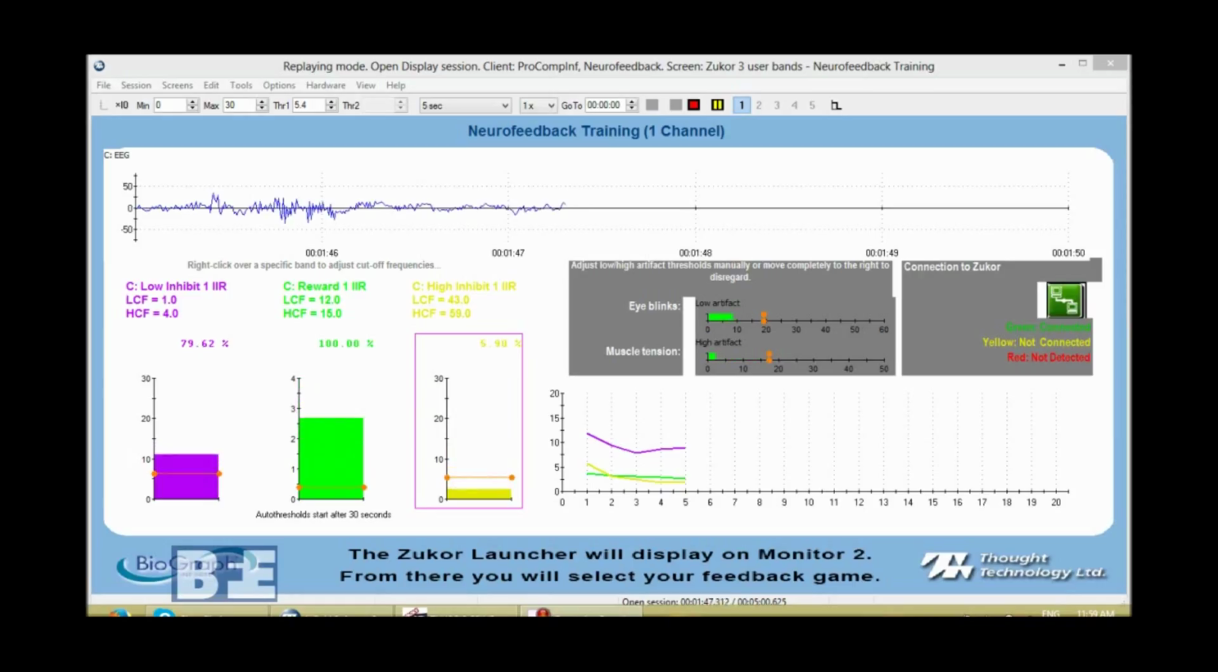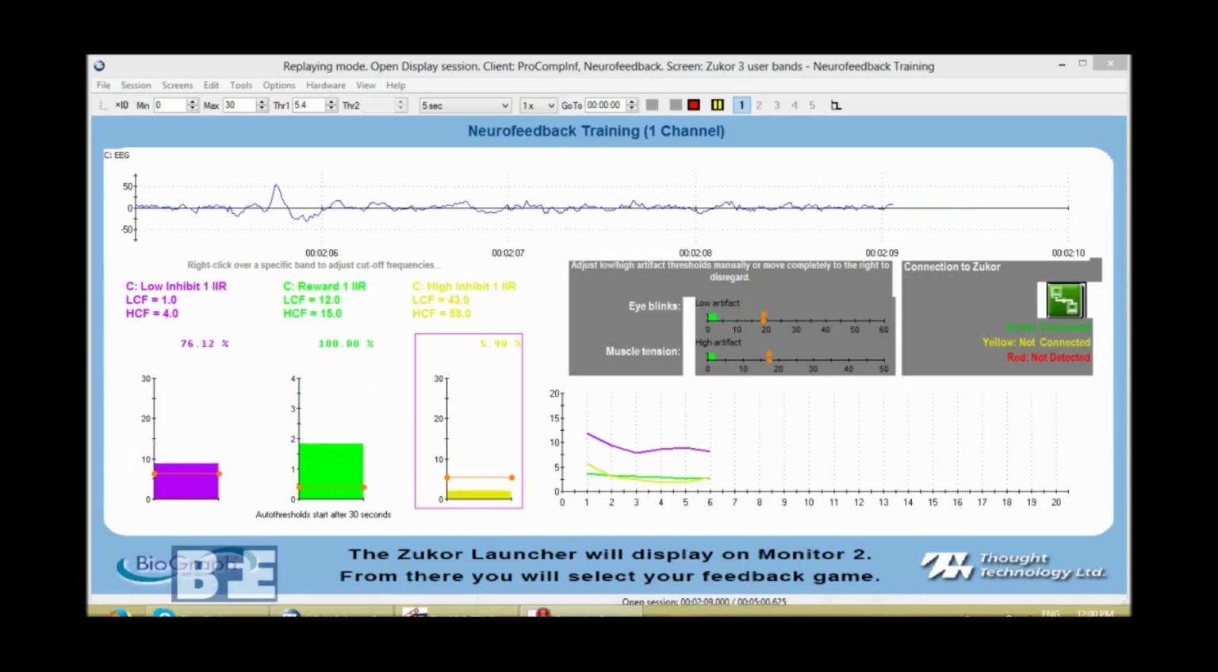Right now is an example of one of the default neurofeedback training screens that come with Zukor's Grind. Again, the setup looks very familiar to some suites you may have seen before. The green bar graph is what we're trying to increase. In this case, it's actually SMR. And then the two other bar graphs we're trying to inhibit, in which case they are low and high artifacts. You can actually set these to whatever you want. This is what I've just set them to in this example.